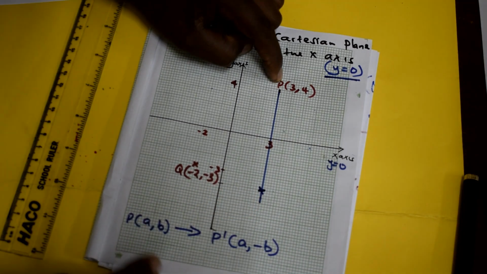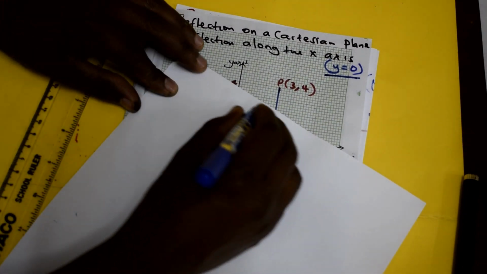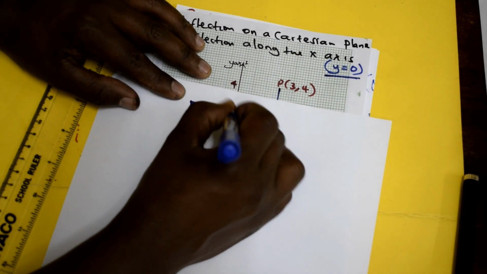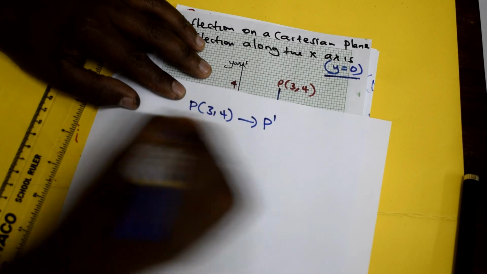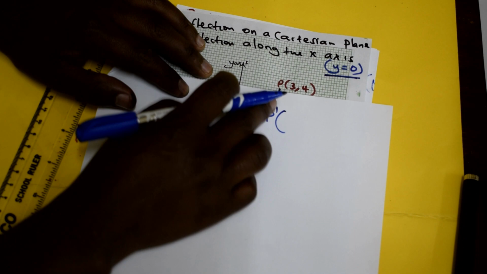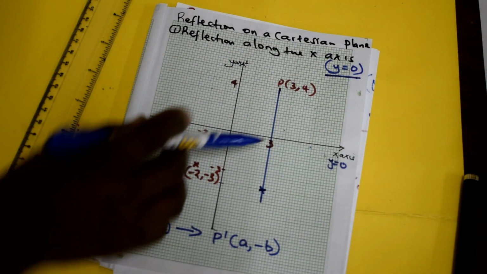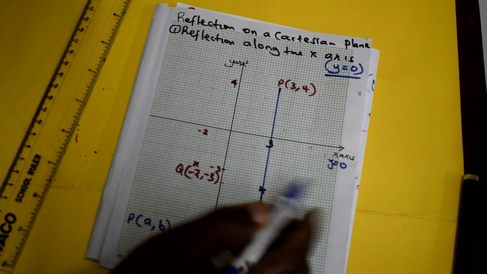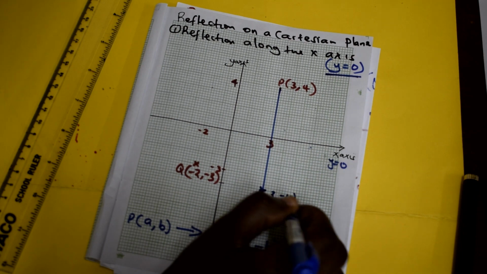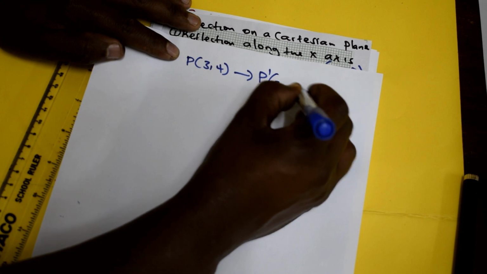So our image will be, so P, which is (3, 4), we'll move to P. Then we normally put a point there, like we call it P prime. That is the notation of the image. This will be formed 4 units on the lower side. This will give us (3, -4). So this will be (3, -4).